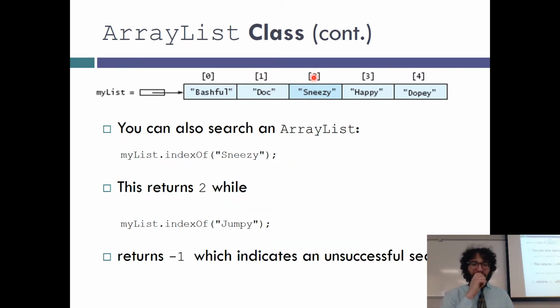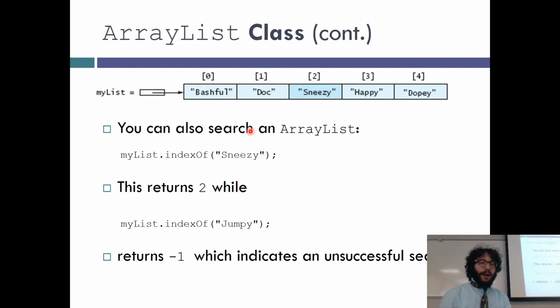What's pretty cool, though, is that you can search an array list for stuff, which has this nice method, indexOf. So tell me the index of sneezy. That will return 2, right? That makes sense. You just say what you want and it'll return the index of it.